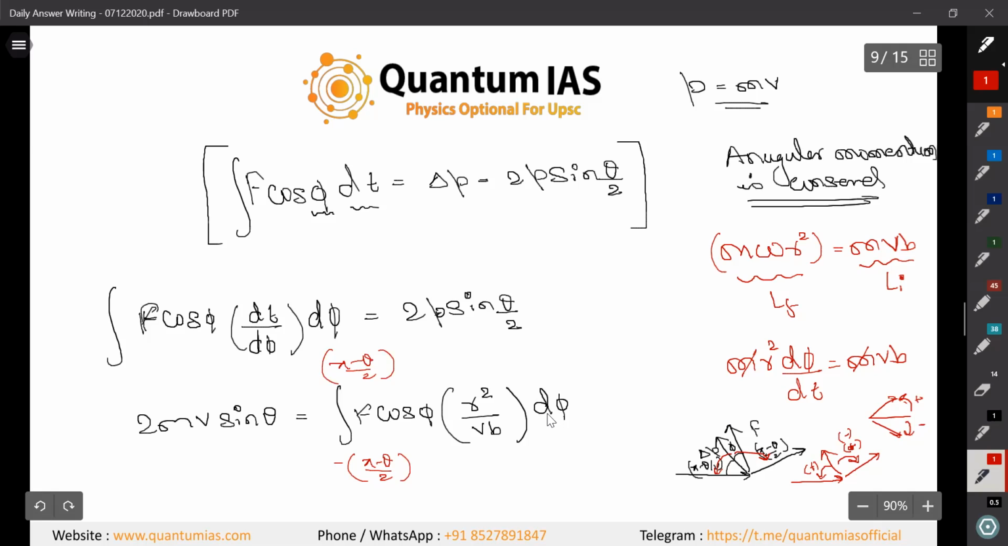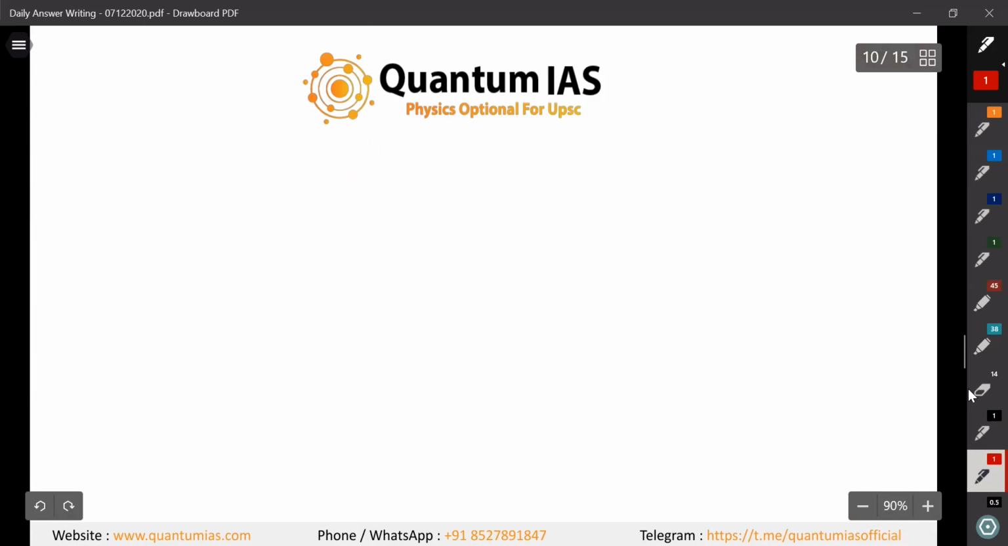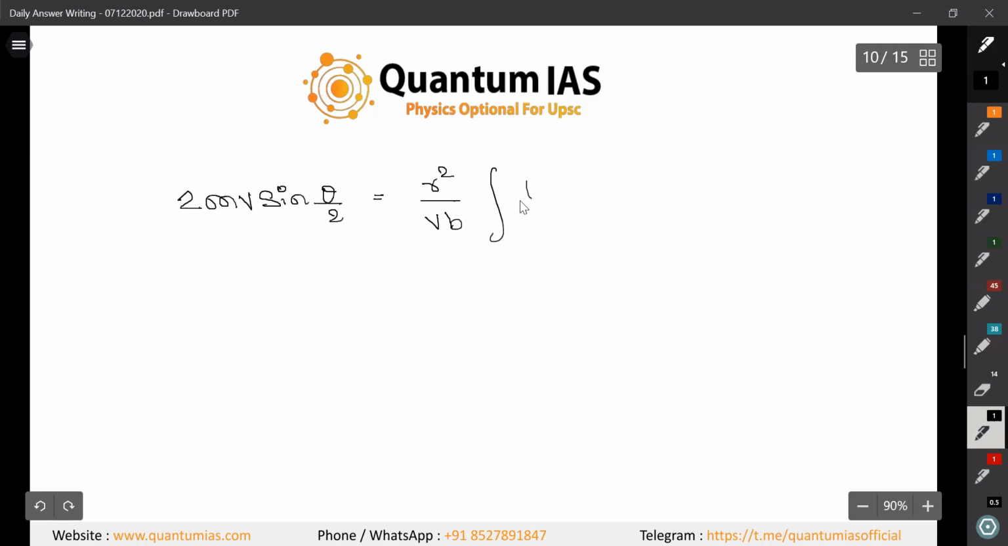The integral of cos phi d phi you can easily integrate, it will be sine theta. Also we can put the value of f here. So what we will get? 2 mv sine theta by 2 equals r square by vb, which we can take outside, times f. What is f? f is 1 upon 4 pi epsilon naught according to Coulomb's law, Ze into 2e upon r square, times the integral of cos phi d phi from minus pi minus theta by 2 to pi minus theta by 2.